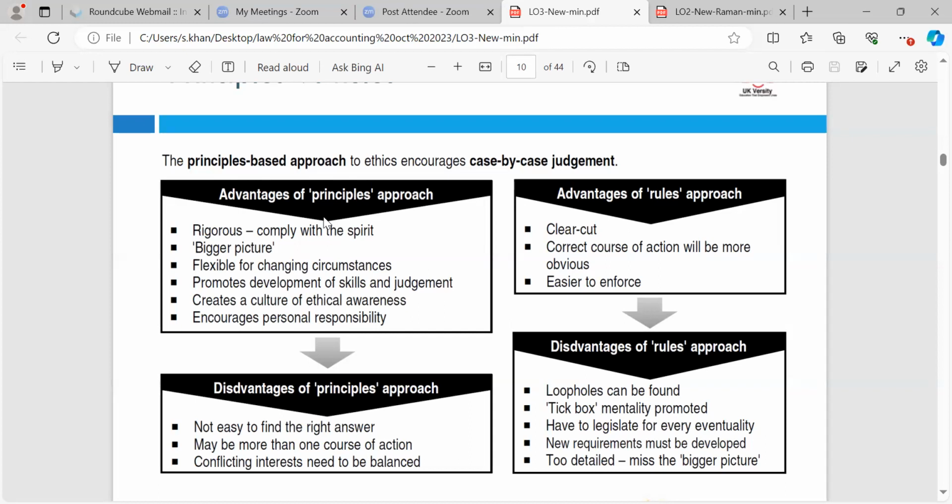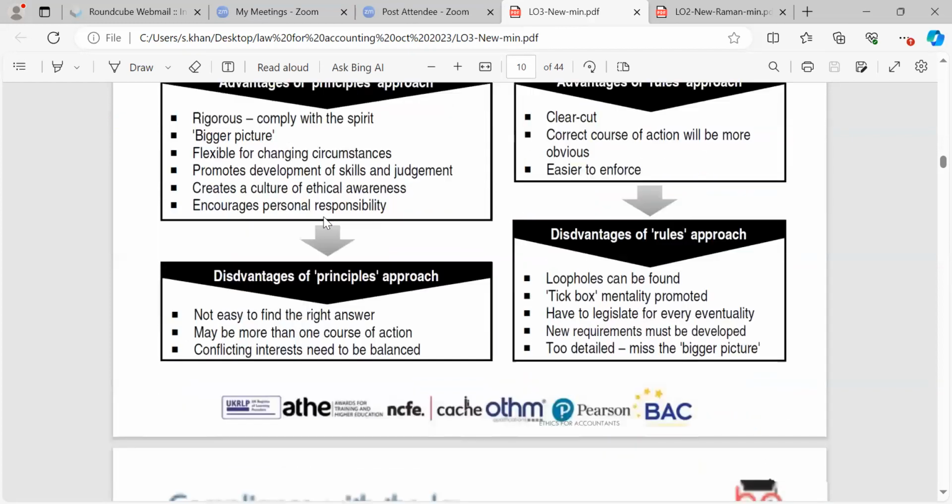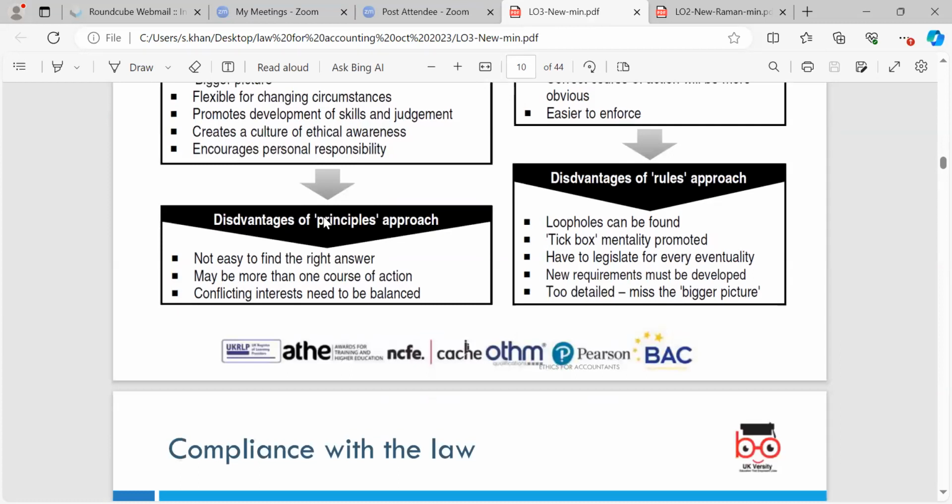The advantages of rules: the approach is clear cut, so it's there, you have to follow it. The correct course of action will be more obvious and it's easier to reinforce. Whereas the disadvantages are that there are loopholes that can be found, a tick box mentality is promoted, you have to legislate for every eventuality, new requirements must be developed, and it's too detailed.